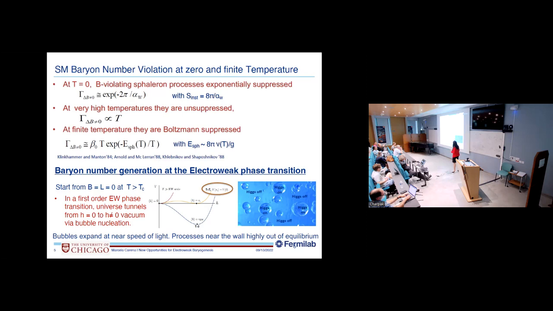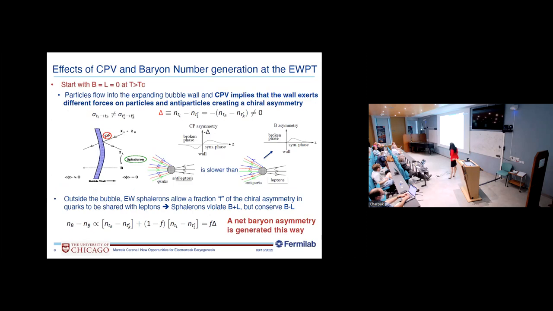So the bubbles expand at near the speed of light, and the processes near the wall are highly out of equilibrium. You can think about this first order phase transition as water bubbling, where the bubbles escape from the water and go into the real vacuum. Then the whole thing turns into the real vacuum. So, we define first order phase transition. Now I want to tell you how this really occurs at the electroweak phase transition.